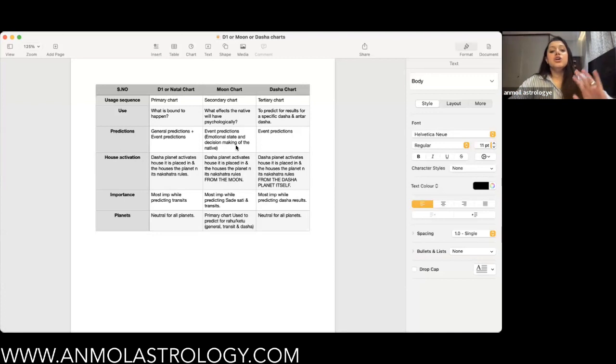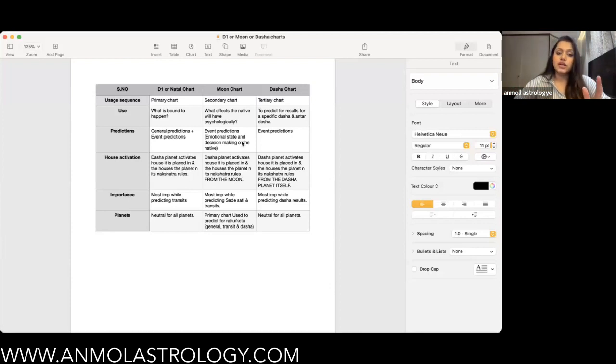Okay. So next, predictions given by each of these charts. For D1, general predictions and event predictions are given. The D1 chart basically gives you general predictions: whatever your ascendant is, wherever your moon is, wherever your Venus is, wherever your Jupiter is, you're going to have a conclusive analysis of that, right? That's the general prediction. Then event prediction: D1 also tells you about event prediction. Just know about the transits, know what Mahadasha and Antardasha is going on, see which houses it is activating, and you'll know about the event predictions also.